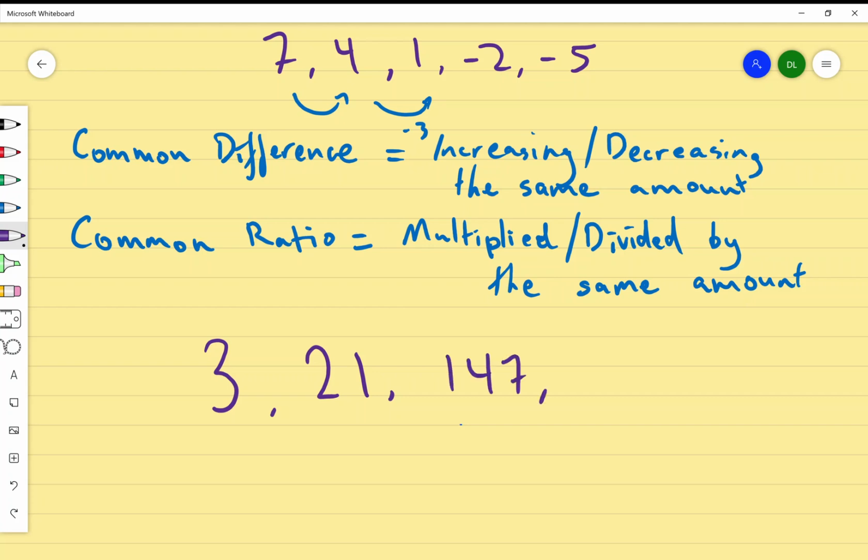147 is correct. Now, I'm not going to ask you guys to do 147 times by 7, but you get the idea. Every time we go up, we times by 7. And theoretically, if you had your calculator, you could do this forever, couldn't you? Yes.